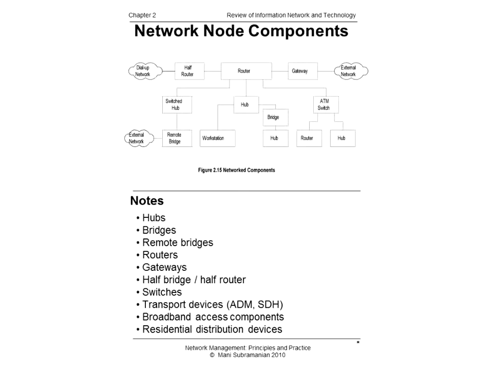These figures show the network components. We have a dial-up network, the external network. So different types of external networks are there, and in between we have different network node components, which includes half router, switched hub, remote bridge, then bridge, gateway, etc.